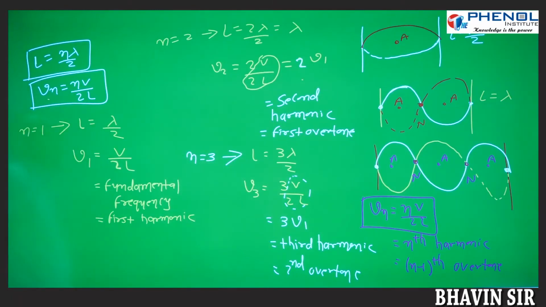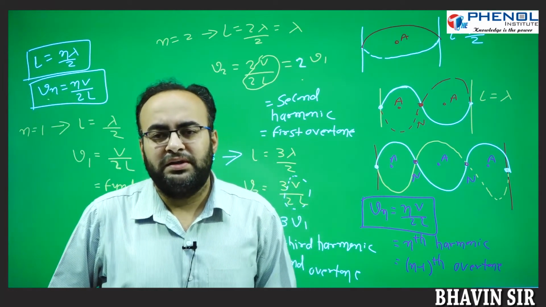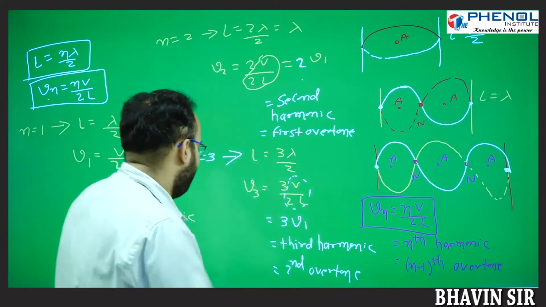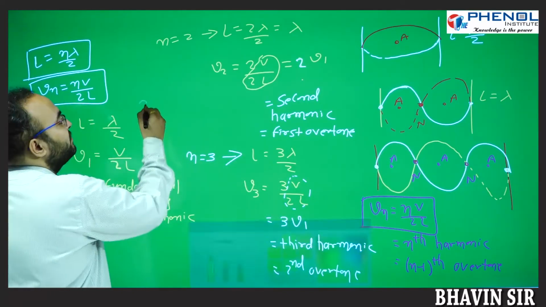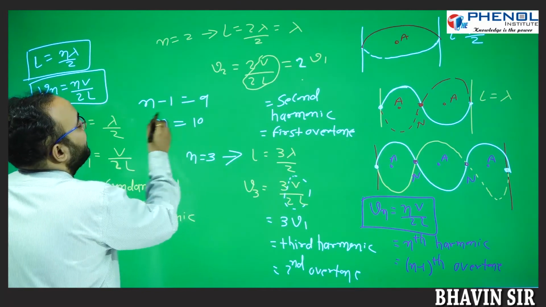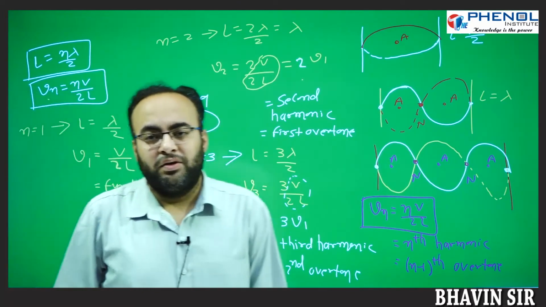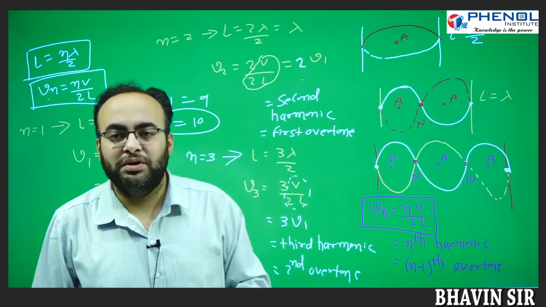So for overtone you have to take one less. If they say 9th overtone, then what is the value of n? Overtones are how many? n minus 1. So n minus 1 equal to 9, so we take n equal to 10. When n equal to 10, then the overtone is 10 minus 1, the 9th overtone.